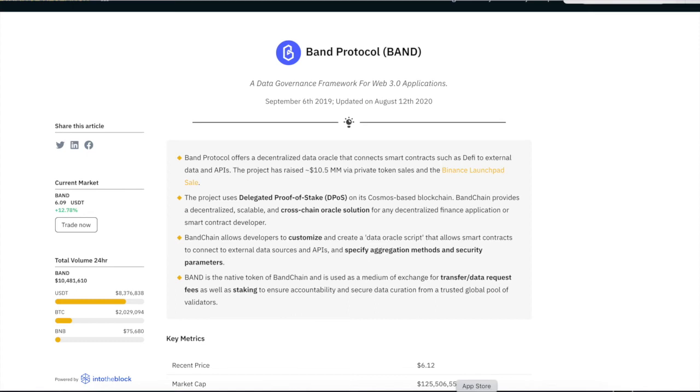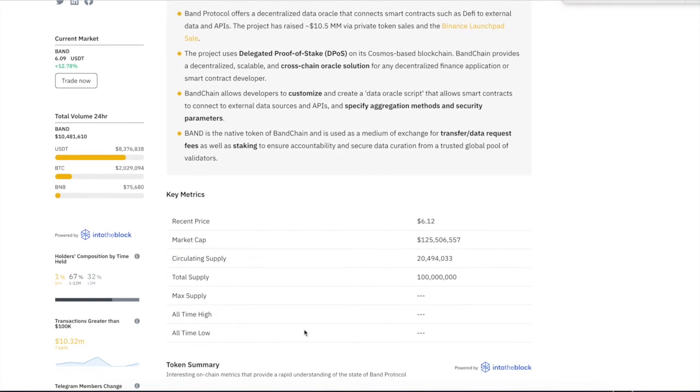The max supply, here's some token metrics we need to take on it. The total supply is 100 million. Circulating supply right now is about 20 million. Market cap is 125.